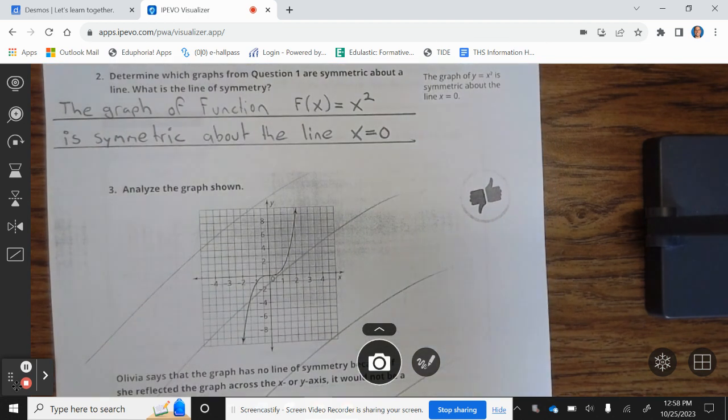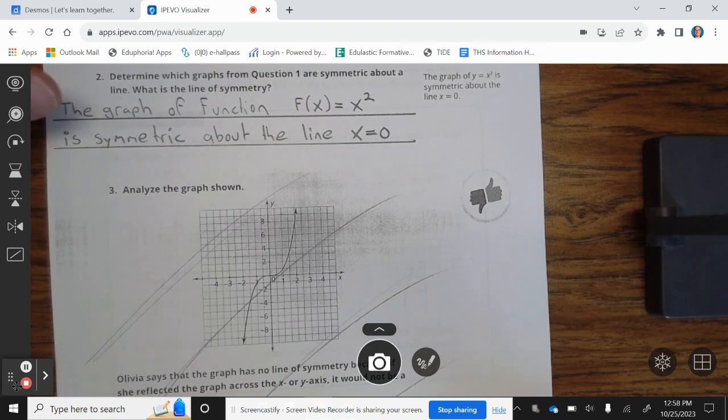All right, go ahead and mark off this. All right, let's take a look at the next page.